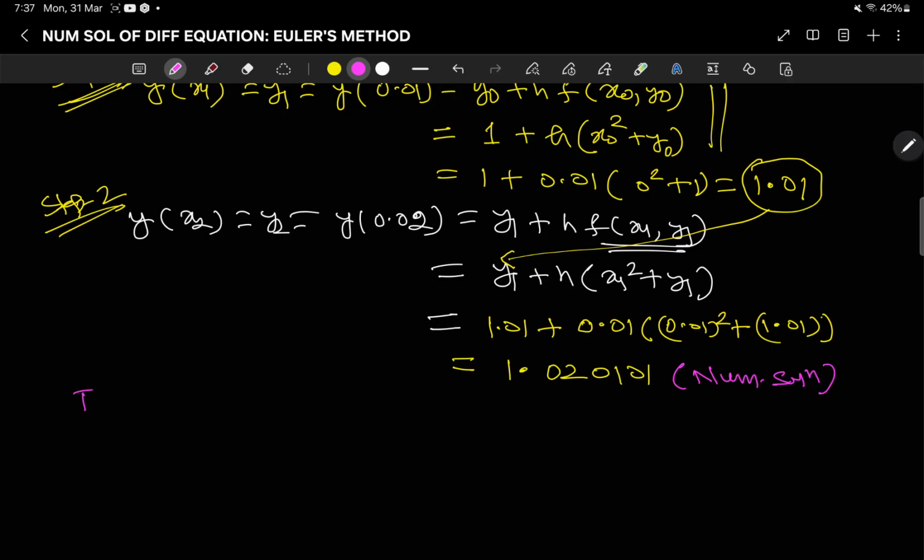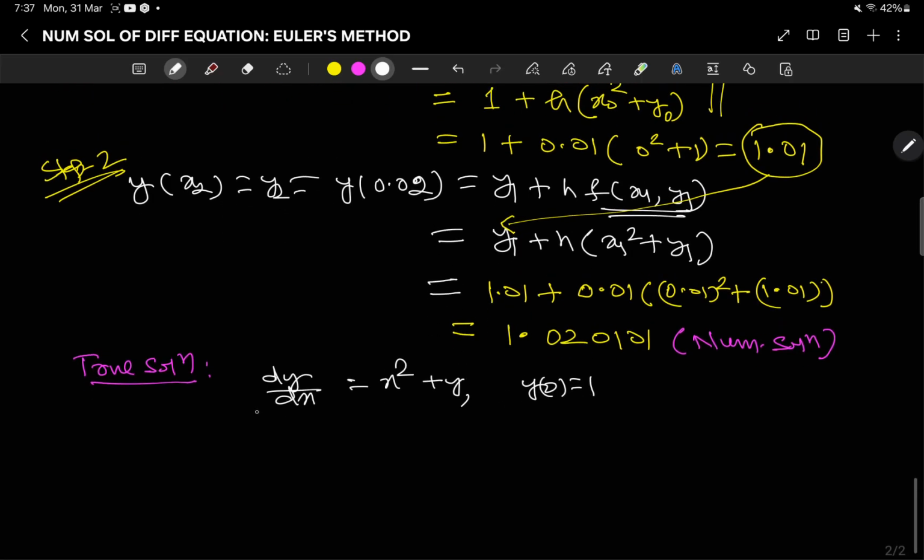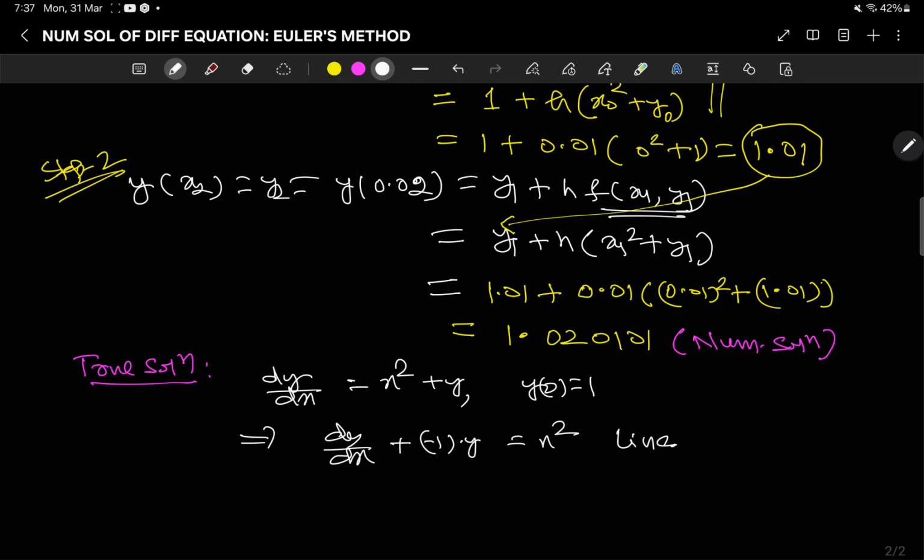But if I think of the true solution, we have to solve the differential equation dy by dx is equal to x square plus y, with y of 0 equal to 1. We solve it: dy by dx minus 1 into y is equal to x square. This is a linear differential equation.